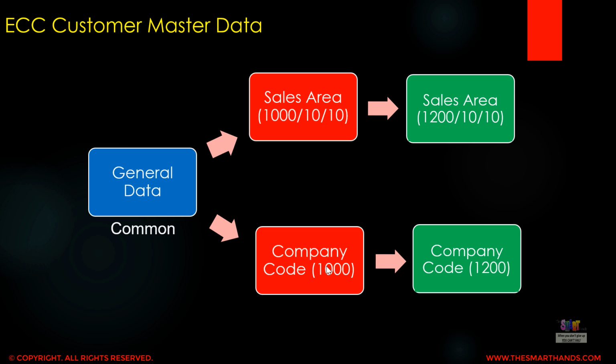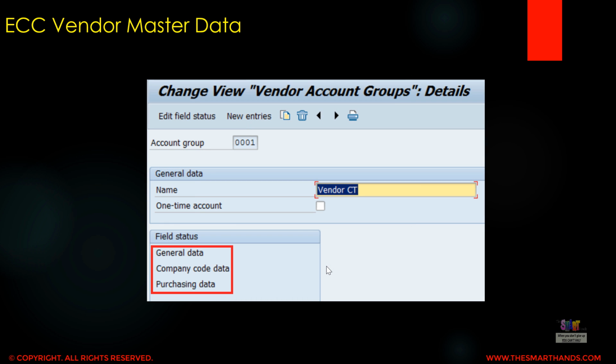In this case, we can keep extending the sales area data for other sales areas, or keep extending the company code data for other company codes. But the general data remains common always. It never changes because that's common data. For example, the address of the company, the name of the company, phone number, email address, fax number, and all that. So this general data never changes, and it will be common for all the sales areas and all the company codes.